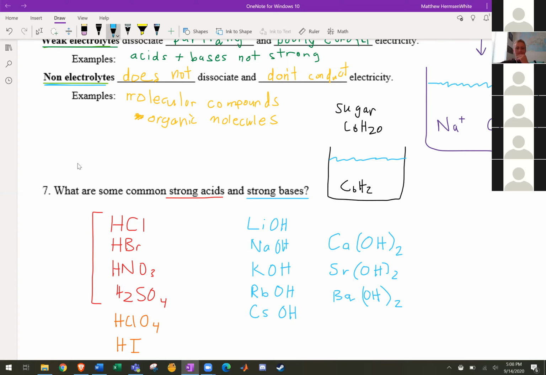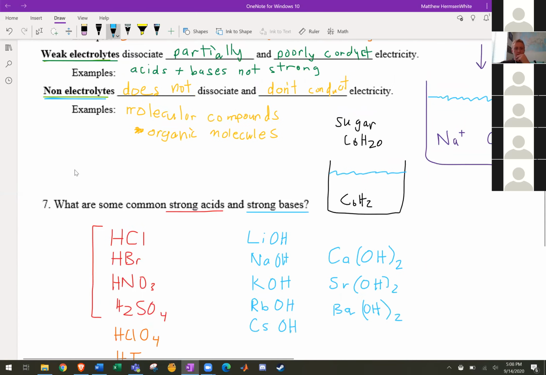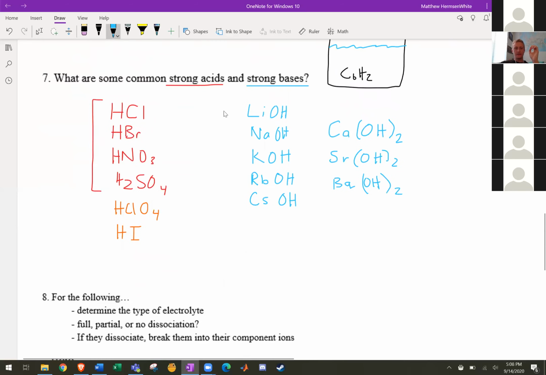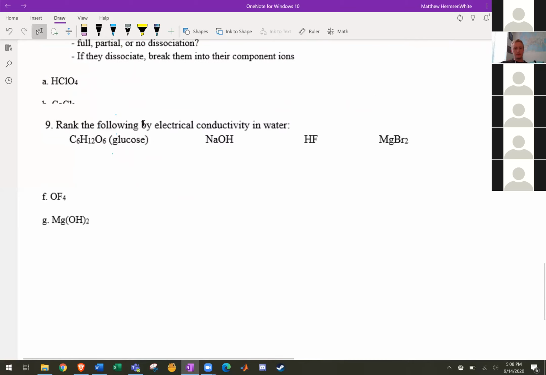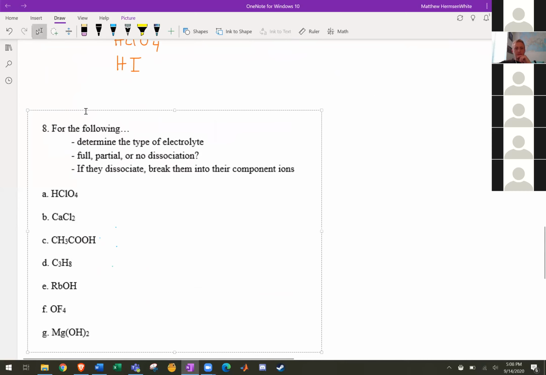Okay, let's do some example problems. I know this is an overload of information, you guys, but let's try to do some examples here. And hopefully you have these written down. If not, I can always scroll back up. Now, here's a type of problem that they could ask you. Number 8 says, for the following, determine the type of electrolyte. Does it have full, partial, or no dissociation? And if it dissociates, break them into its component ions.